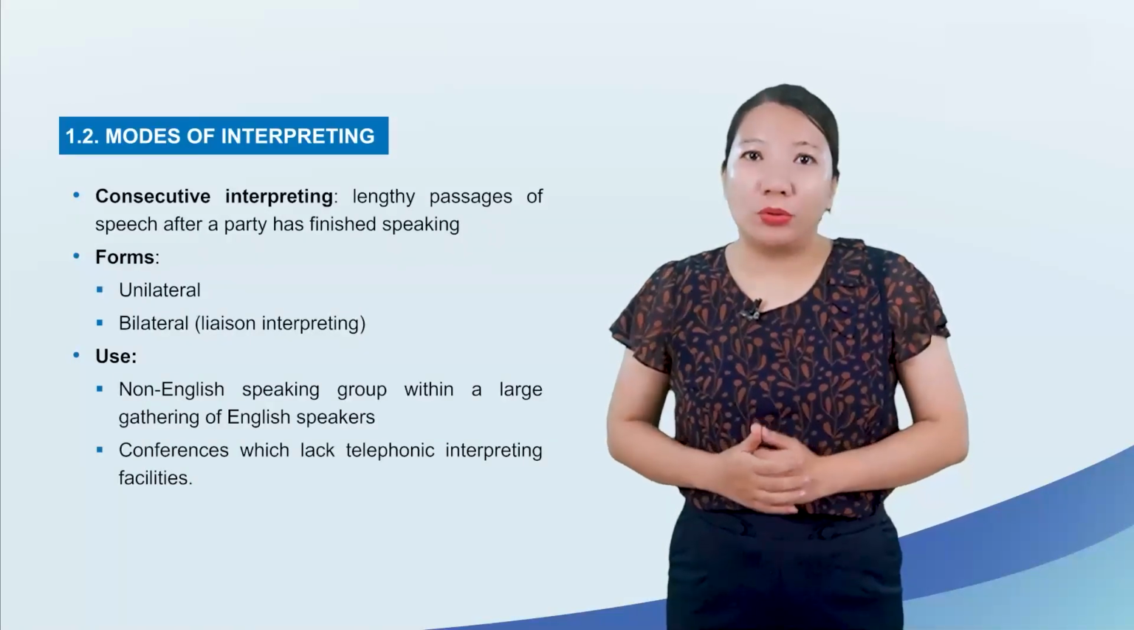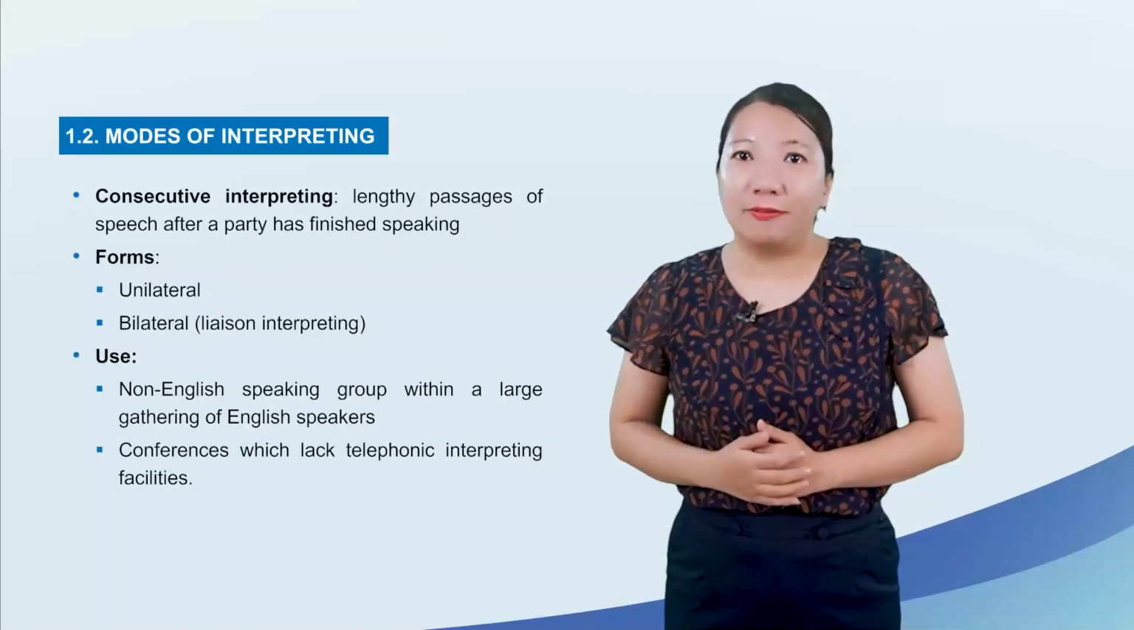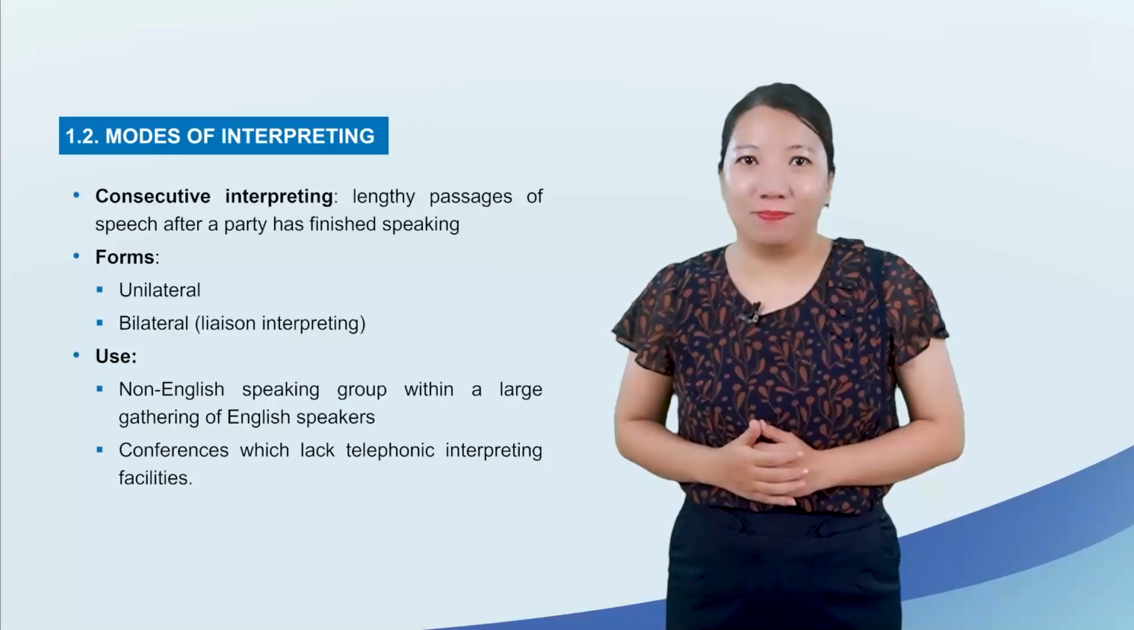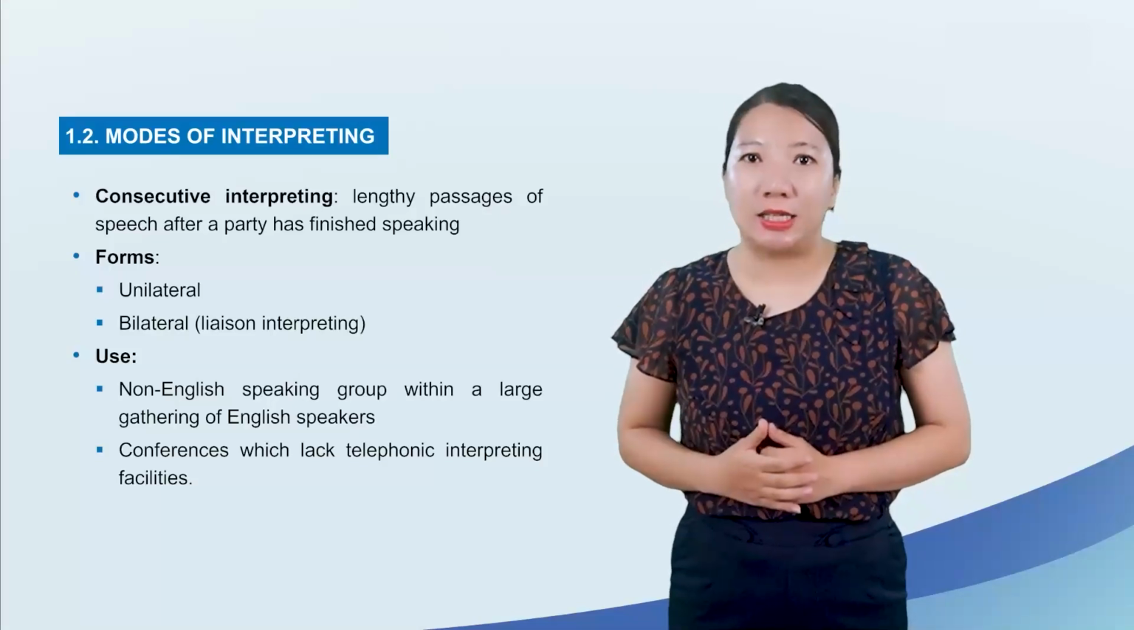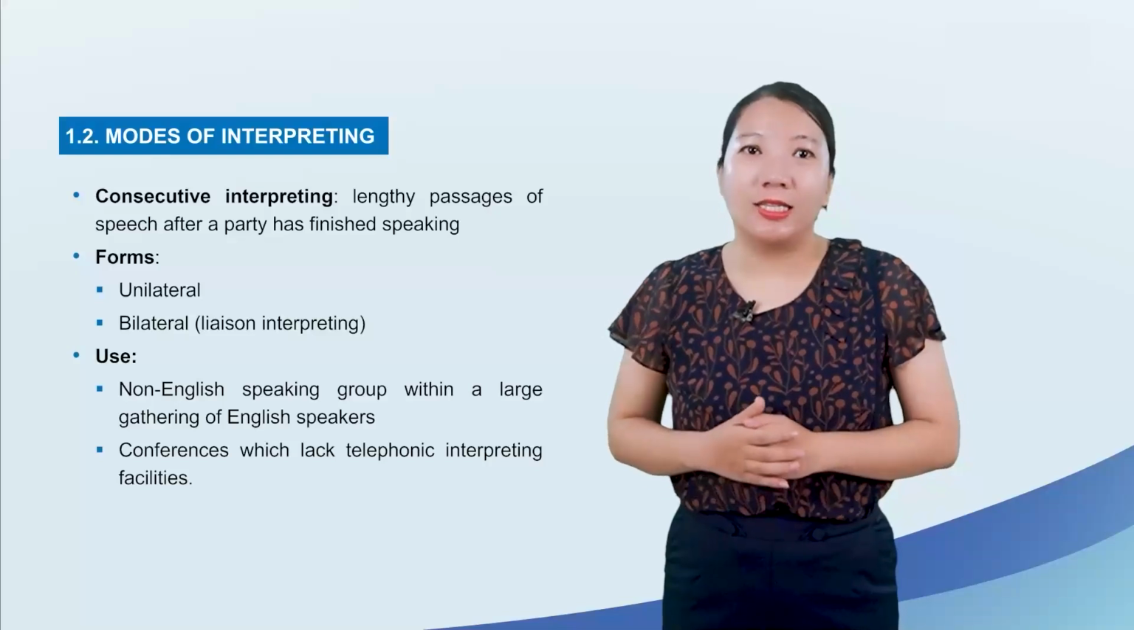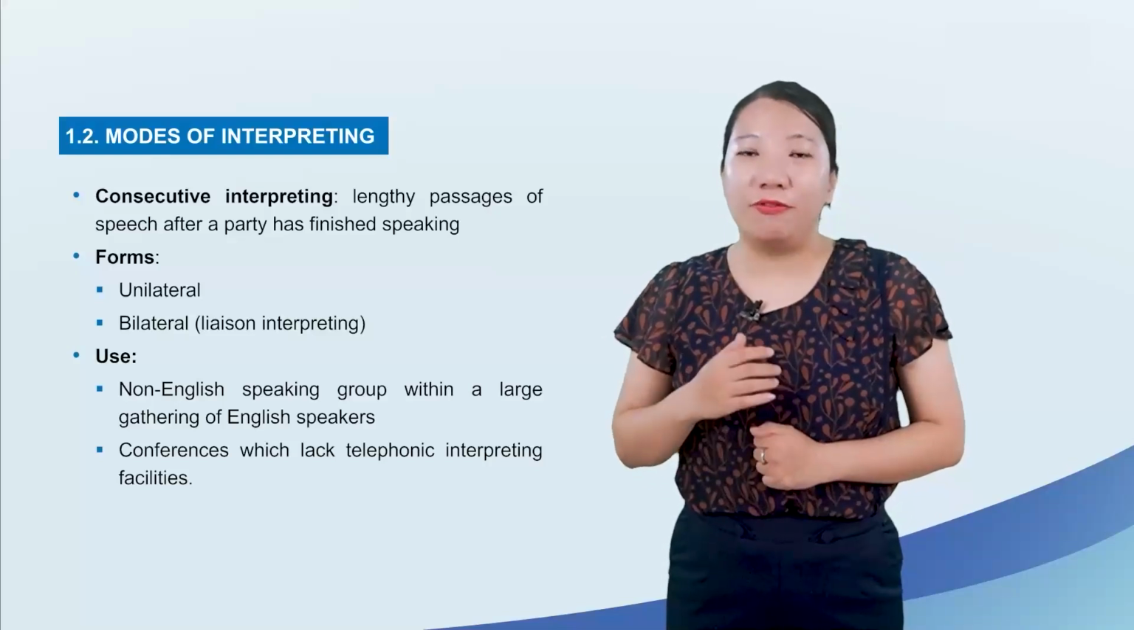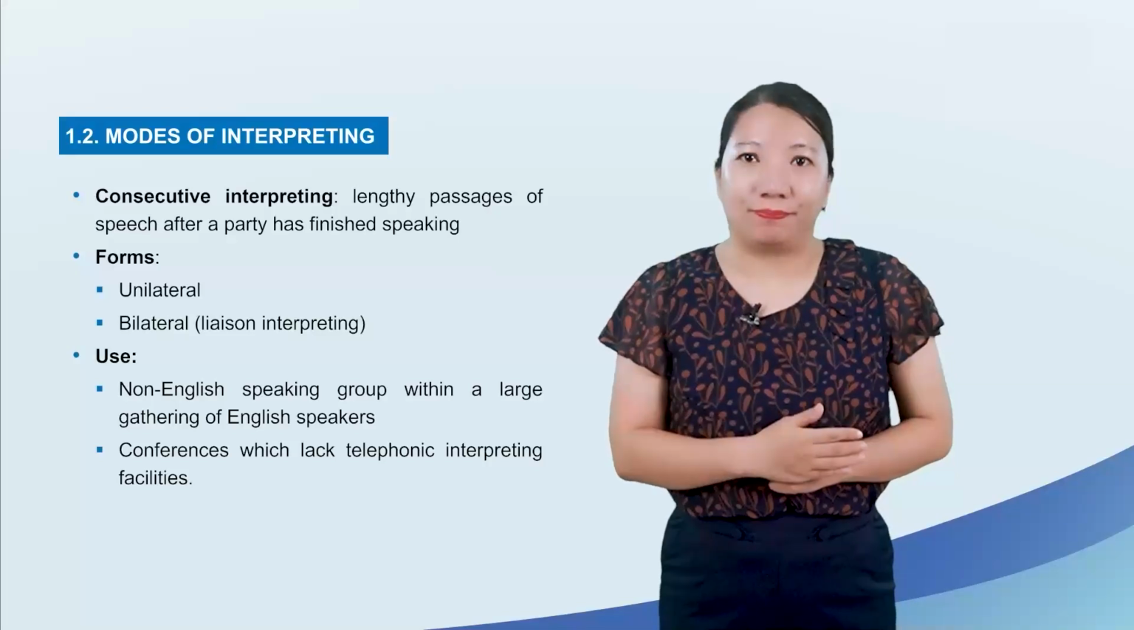There are two main modes of interpreting: consecutive and simultaneous interpreting. They will be presented in detail now. Consecutive interpreting is known in Vietnamese as dịch đuổi.